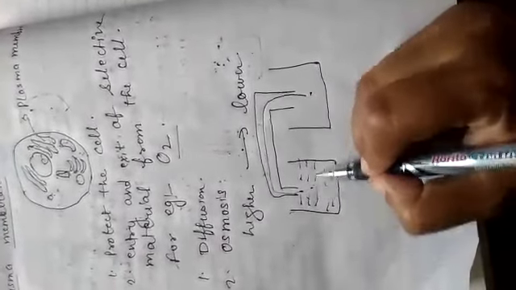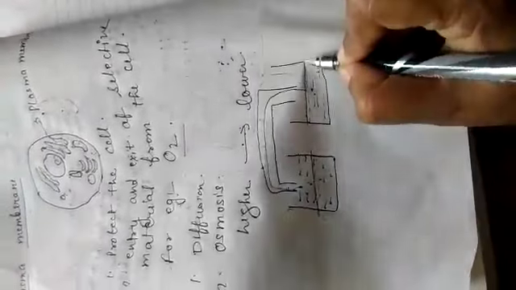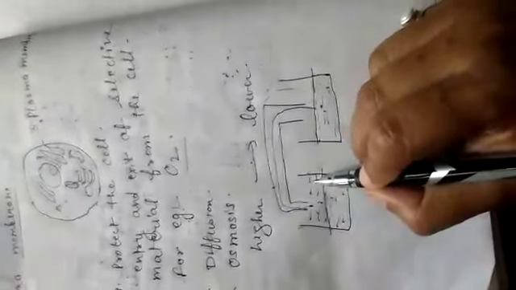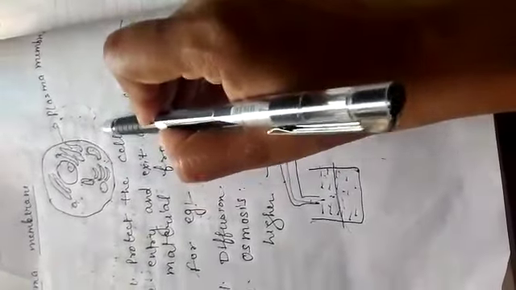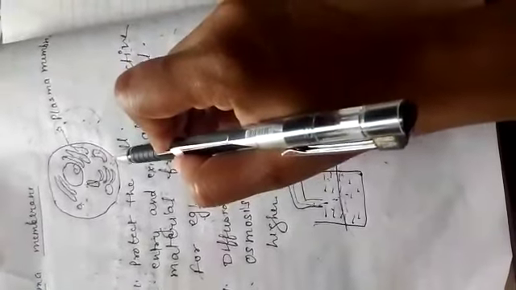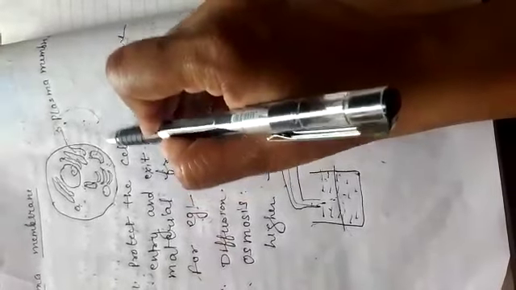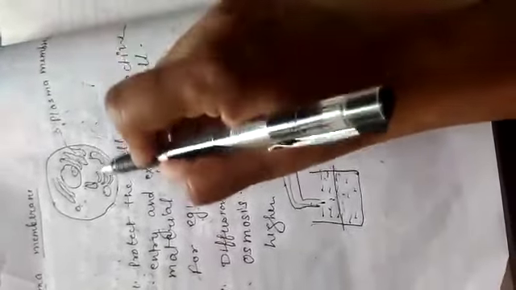Why? Because it is the property of water, it will go from the higher concentration to the lower concentration, until both levels become the same, this level and this level. Up to then the water will go. The same process happens in the case of a cell. For example, the cell will take oxygen, it will go through the plasma membrane, and here the oxygen is at higher concentration and it is at lower concentration inside, so it will go from the higher concentration to the lower concentration.